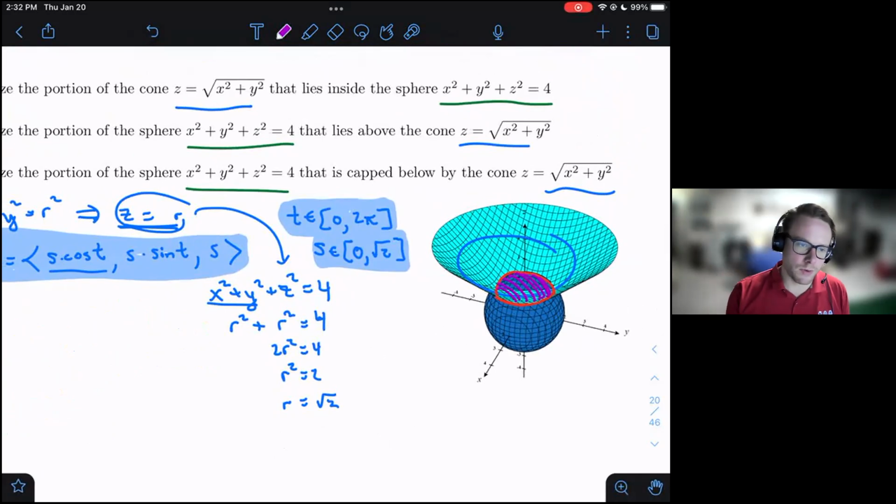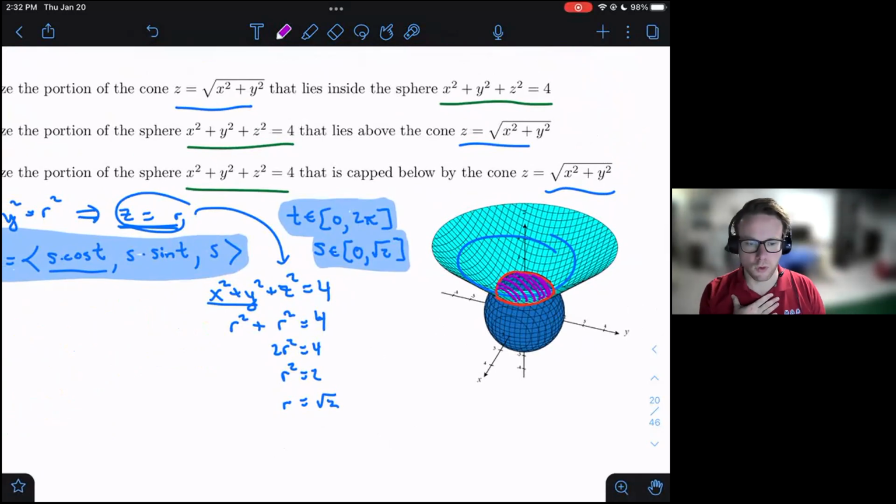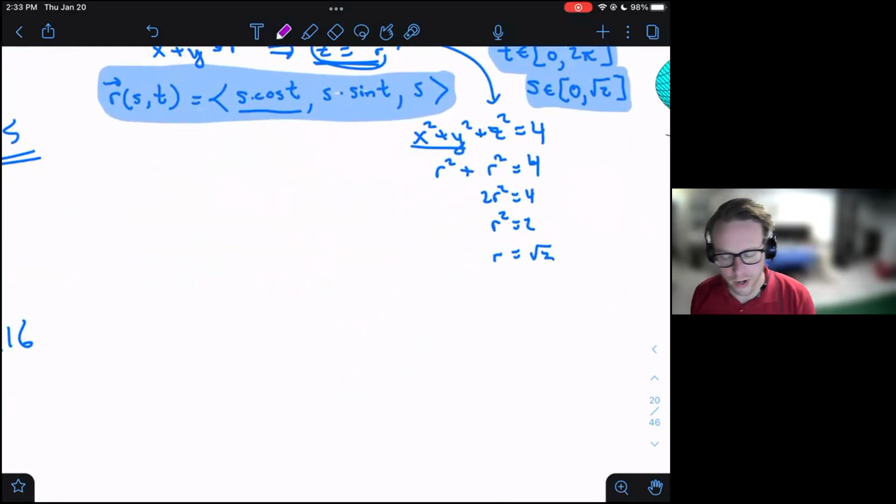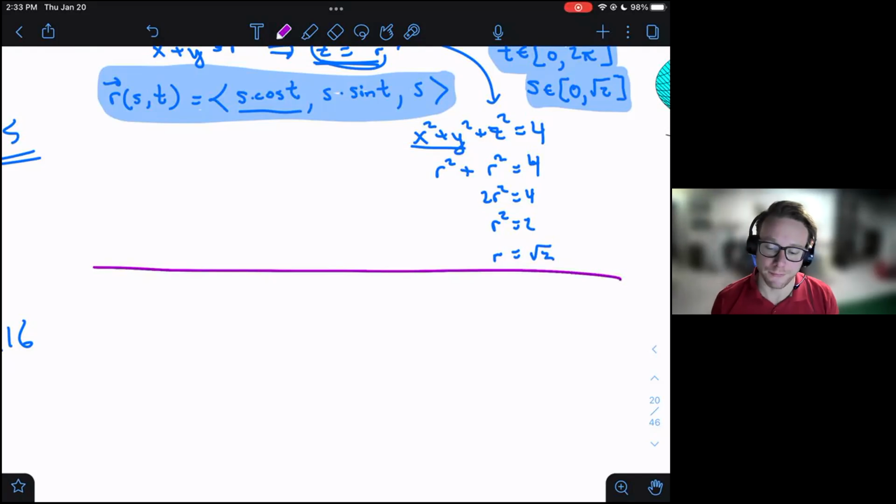So last time I said I'm going to use the cylindrical coordinate system to inspire my parameterization, because cones live very nicely in the cylindrical coordinate system. And likewise, when I go to parameterize my sphere, I'm going to think about the coordinate system that spheres most naturally live in, and that's got to be spherical. So right now I am thinking about spherical coordinates.